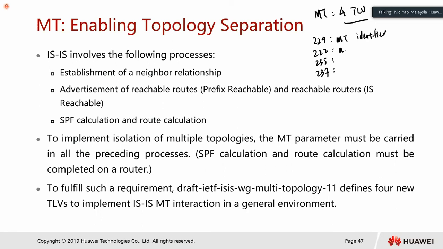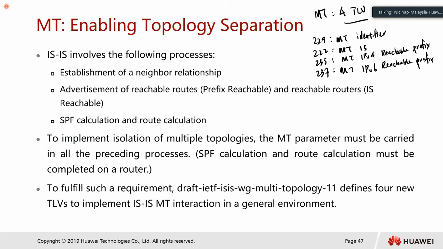So they have MT IS, intermediate system, and also MT IPv4 reachabilities, reachable prefix, and MT for IPv6 reachable prefix. So they're going to include all of this. Let's say you have V4 and V6 together, you should see the four different TLVs.